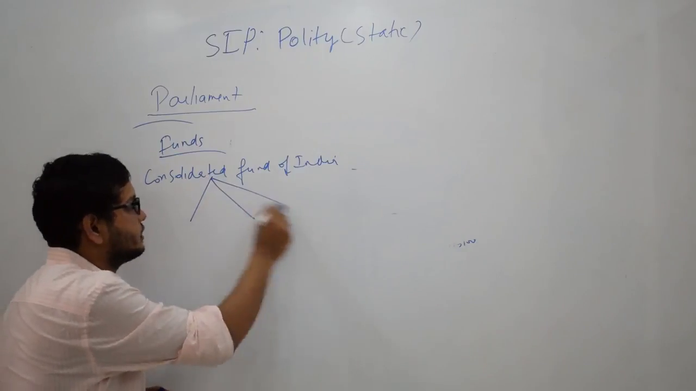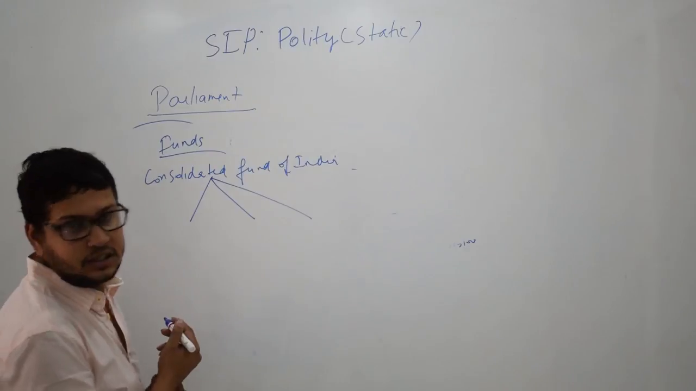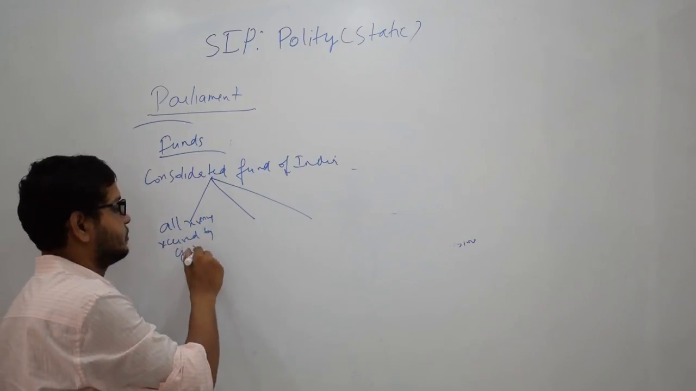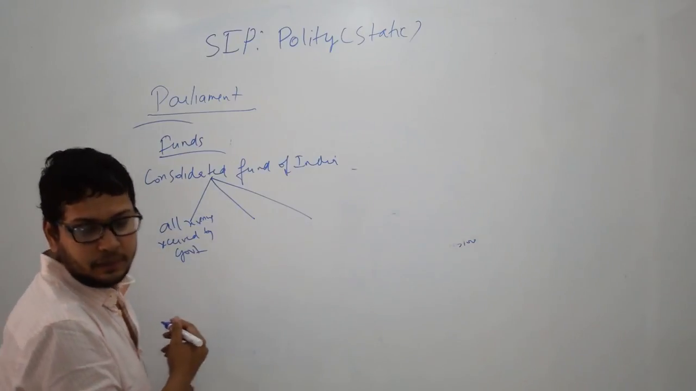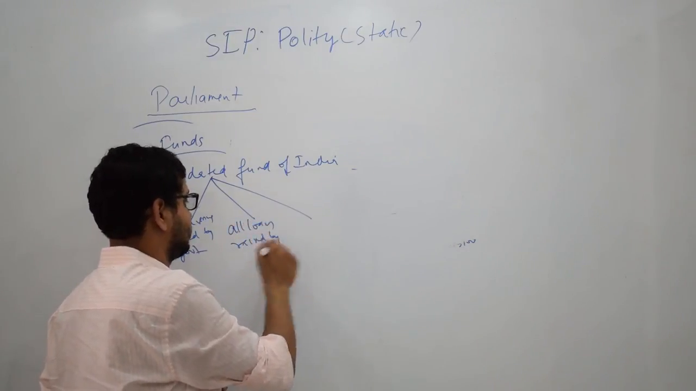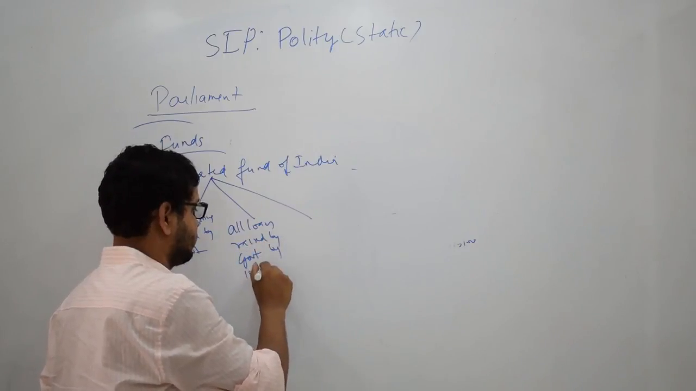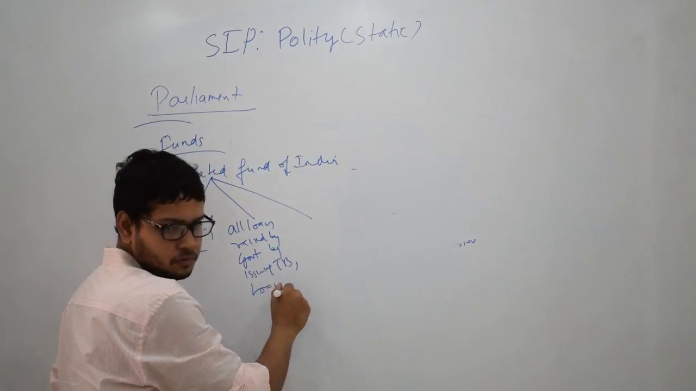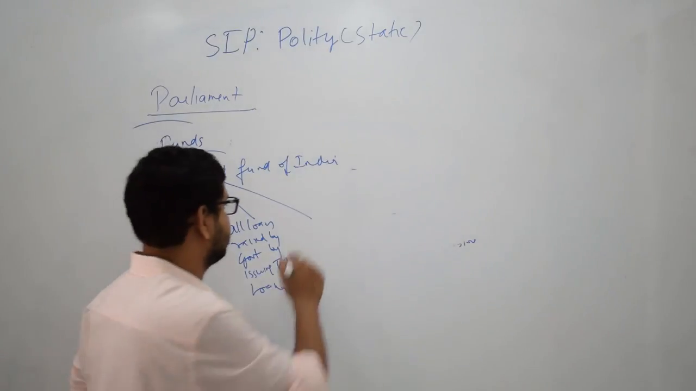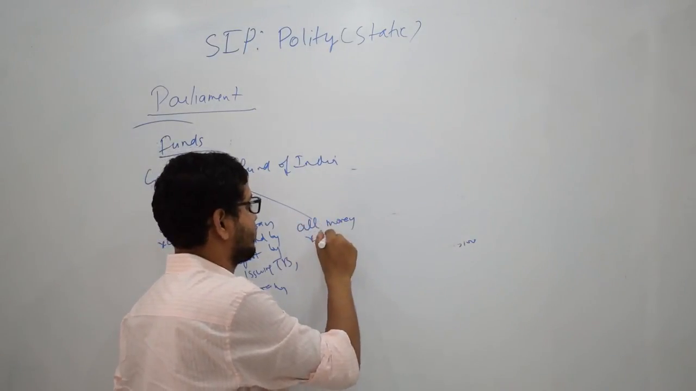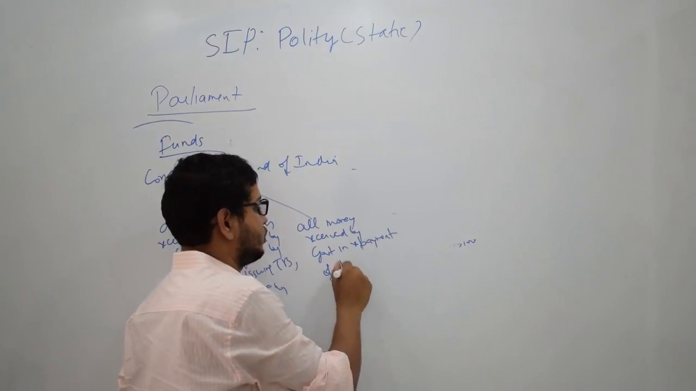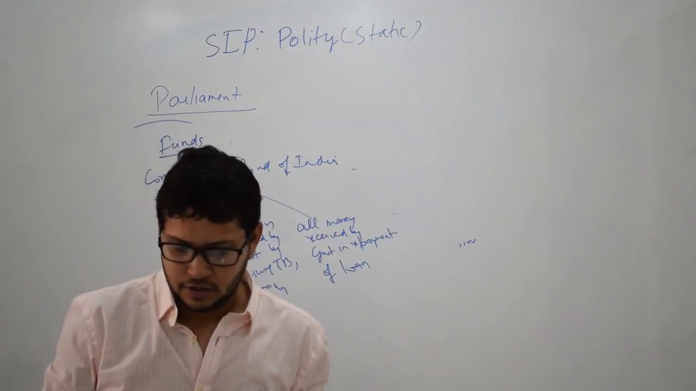So it includes three things. Firstly, all the revenue received by the government of India. Secondly, all loans raised by the government by the issue of treasury bills, loans. And thirdly, all money received by the government in repayment of loans. All this is part of the Consolidated Fund of India. Next we have Public Accounts of India.